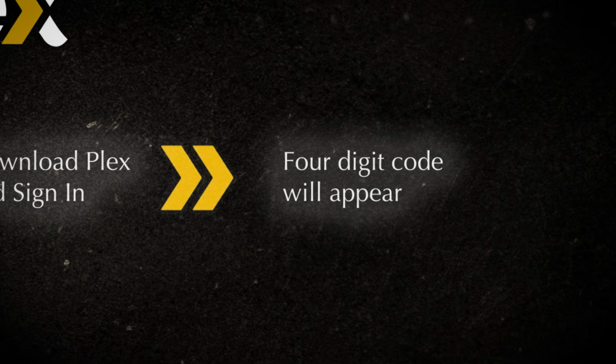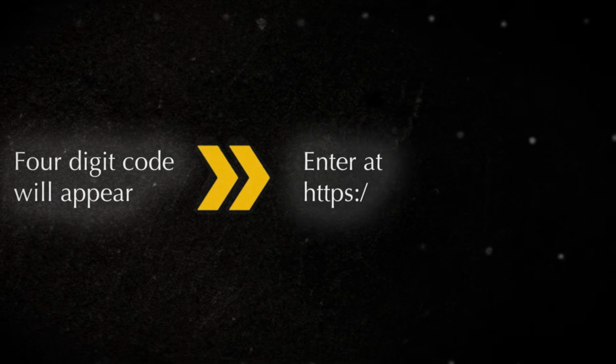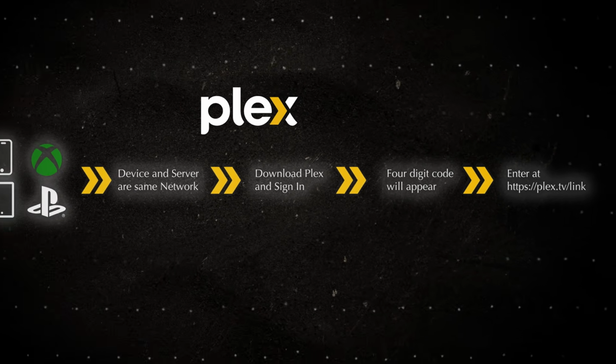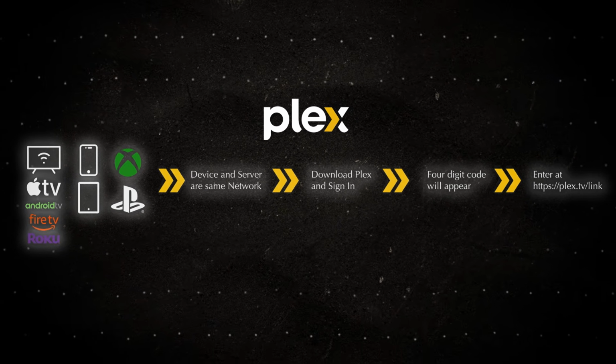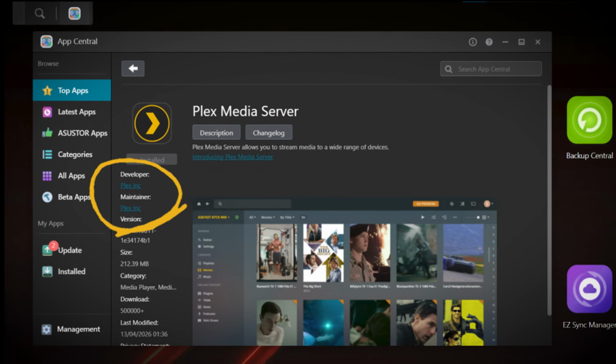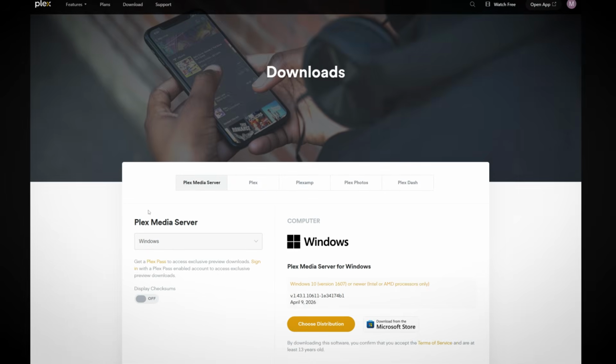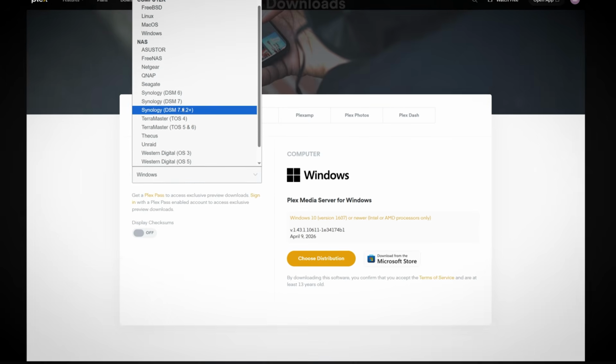A 4-digit code will appear on your screen. You will be asked to open a browser and go to the activation page. You enter your code and link your device to your account. Once this is done, your device will automatically connect to your Plex server running on your ASUSTOR. Plex Media Server is maintained by Plex, and updates for your ASUSTOR are available through the official Plex website.